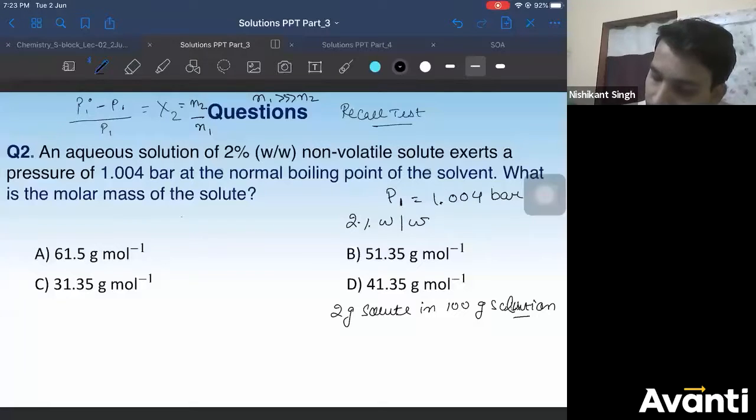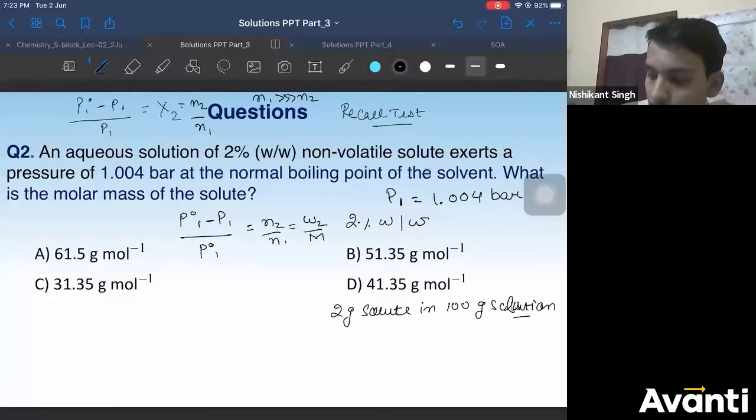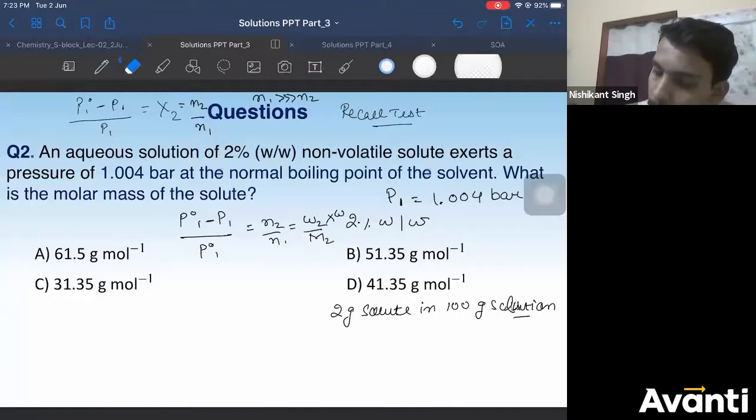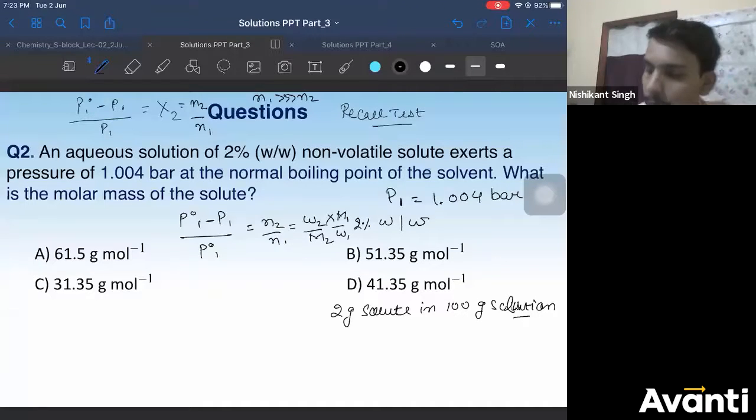Let me write the formula first. (P01 minus P1) by P01 is equal to N2 by N1. N2 can be written as weight of solute by molar mass of solute, into molar mass of solvent by weight of solvent, right? This is what is given.